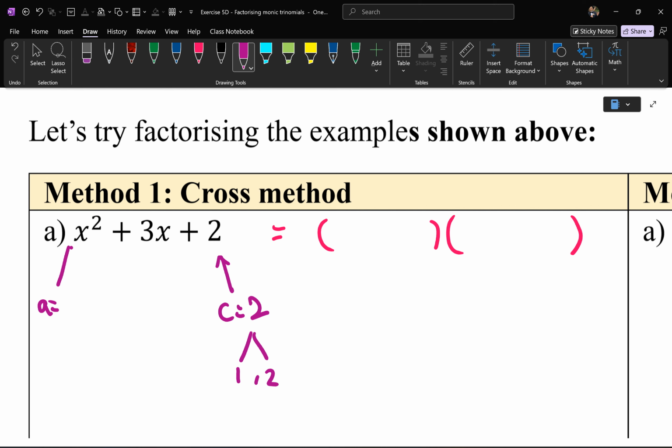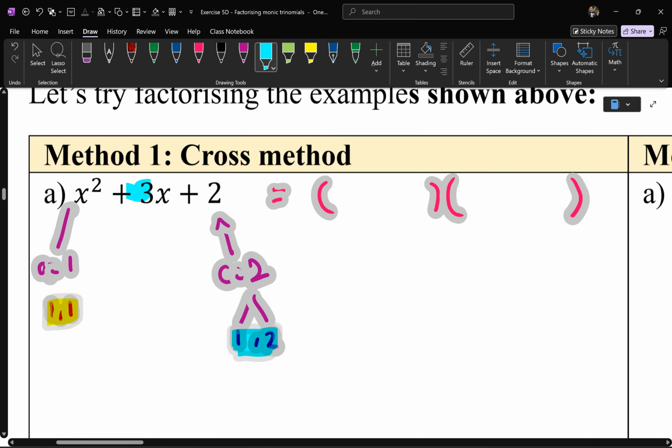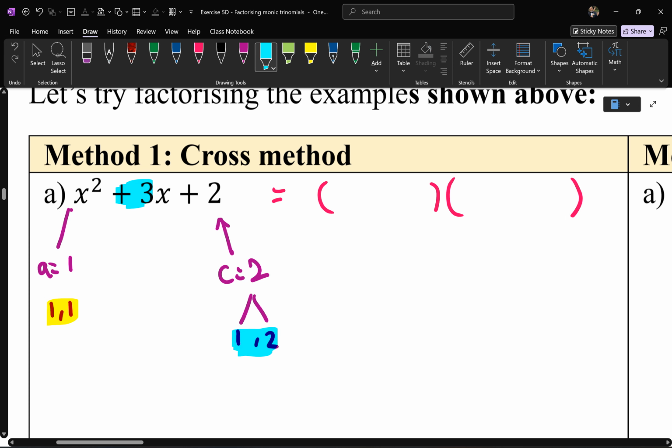Whereas for the other one, A equals 1, so the pair for 1 is 1 and 1. This is what makes monic much easier, because you only have 1 and 1, you don't have any other options. You choose the left pair and the right pair. Your goal is to match them somehow to get plus 3. Okay? So I'll show you what I mean.